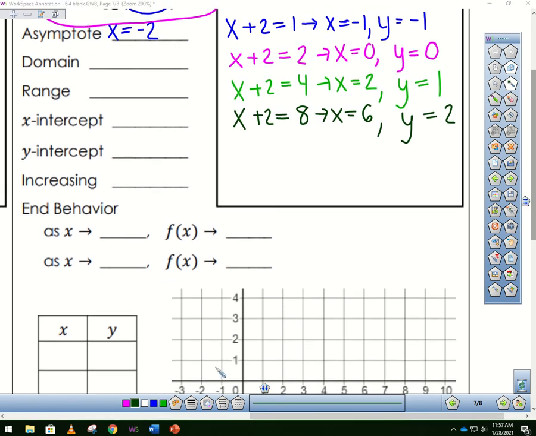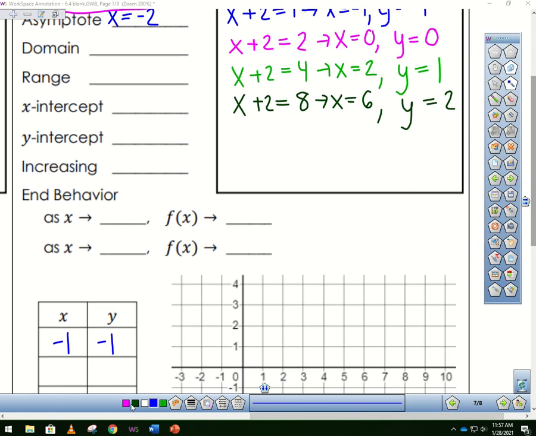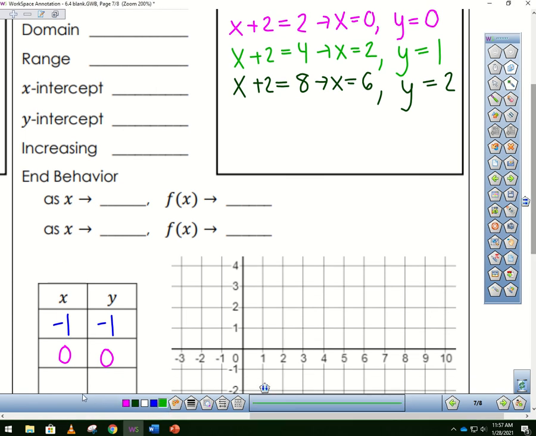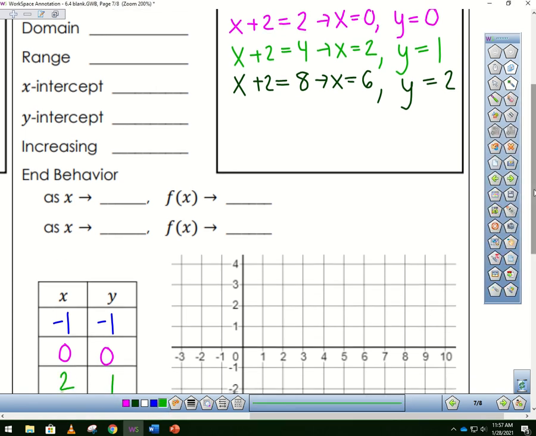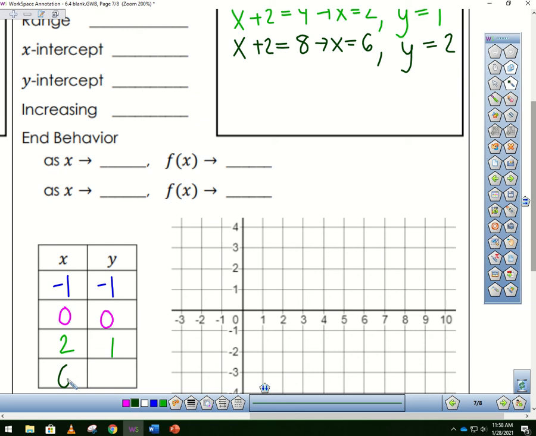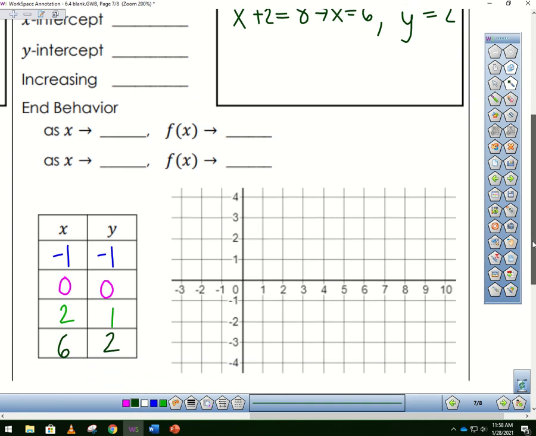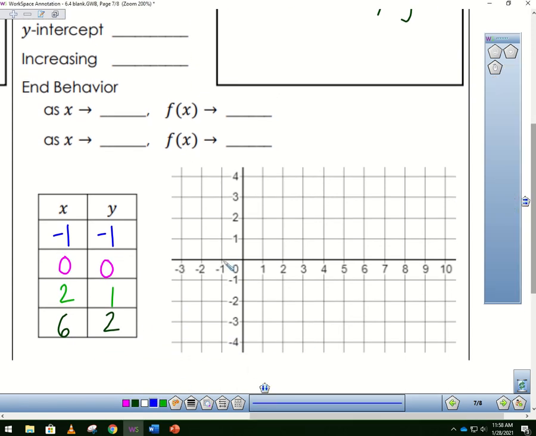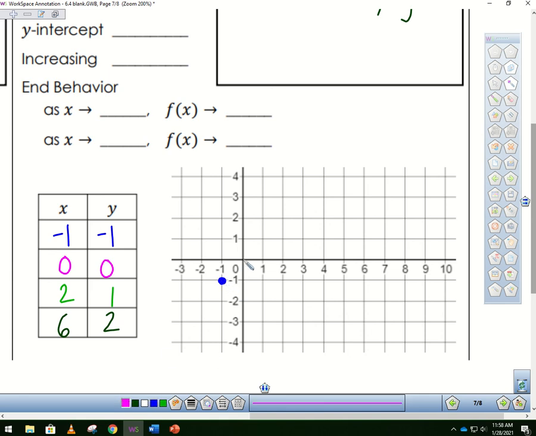So from here we have our ordered pairs now that we can plot. It's going to be -1, -1; 0, 0; 2, 1; and 6, 2. And now we are going to plot these points. So -1, -1; 0, 0; 2, 1; and 6, 2.